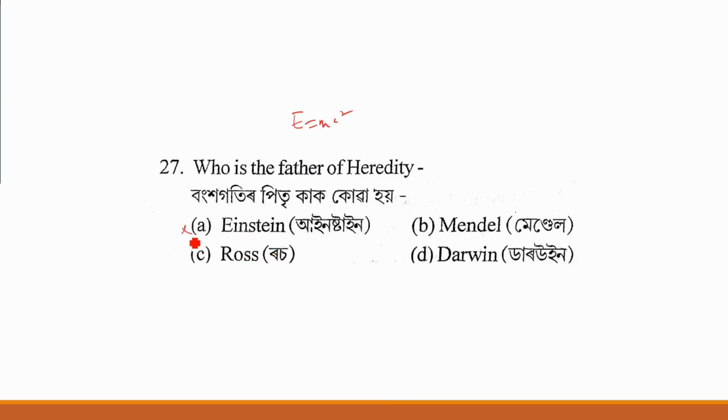Next, if we move on to Ross, then Sir Ronald Ross is associated with many things, for example malaria transmission. Sir Ronald Ross discovered that the Anopheles mosquito transmits malaria to humans. He also demonstrated the life cycle of malaria parasites in mosquitoes. So this will not be the correct option. And if we move on to Darwin, he is basically known for proposing the theory of biological evolution by natural selection. So this will not be the option.